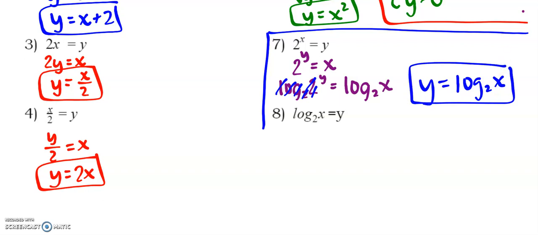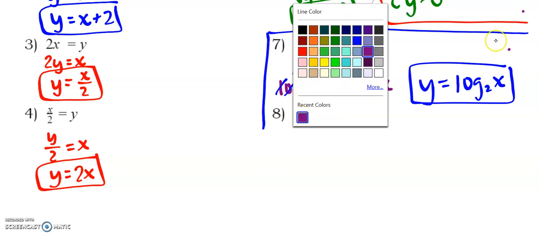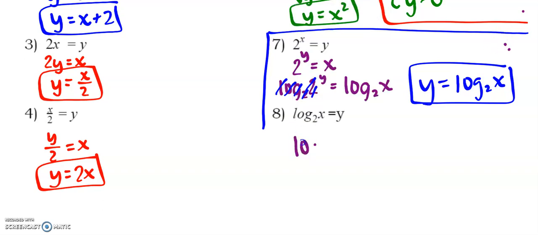So there's my inverse. Okay, for this next one, I'm going to switch my x and my y around. So I'm going to have log base 2 of y equals x. And this time, I don't need to get rid of a 2 as the base of an exponential. I need to get rid of a log base 2.